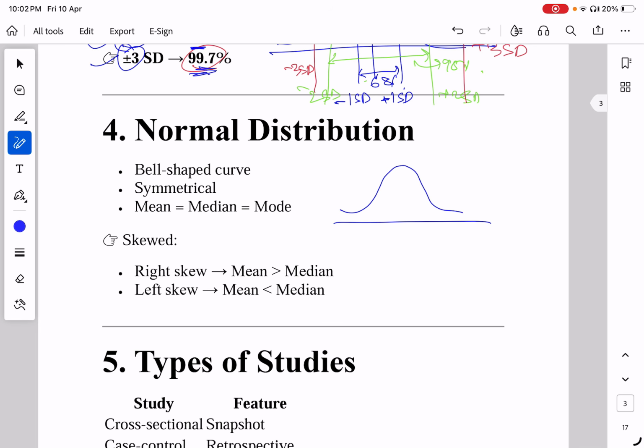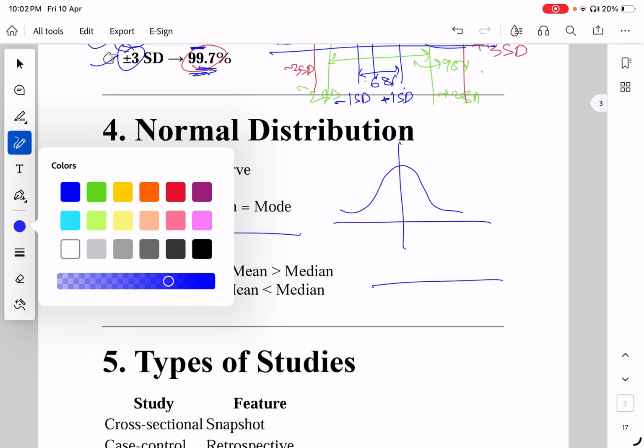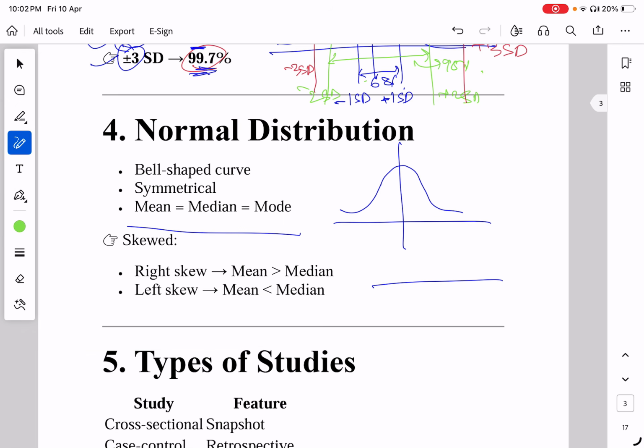Okay. Now normal distribution, bell-shaped curve. For normal distribution, it's symmetrical, mean equal to median equal to mode. So this is the bell-shaped curve for normal distribution of data. Then there is right skew: this is the normal distribution, and right skew is more skewed towards the right side, and left skew is more skewed towards the left side. So for right skew, mean is more than median. For left skew, mean is less than median. Important MCQ question. Just remember this. Not much time is left. So for right skewed data, mean more than median. For left skewed data, mean is less than median.